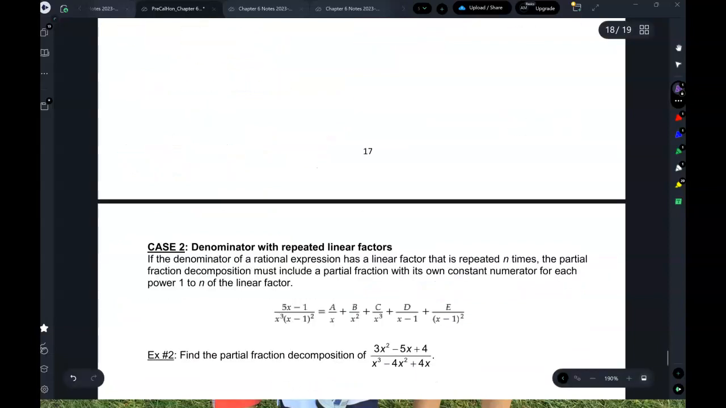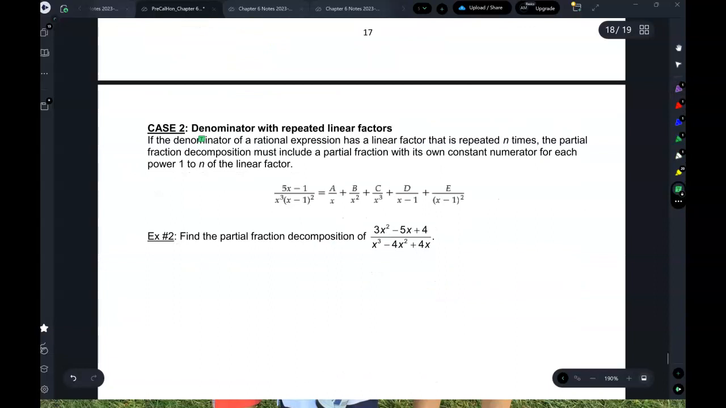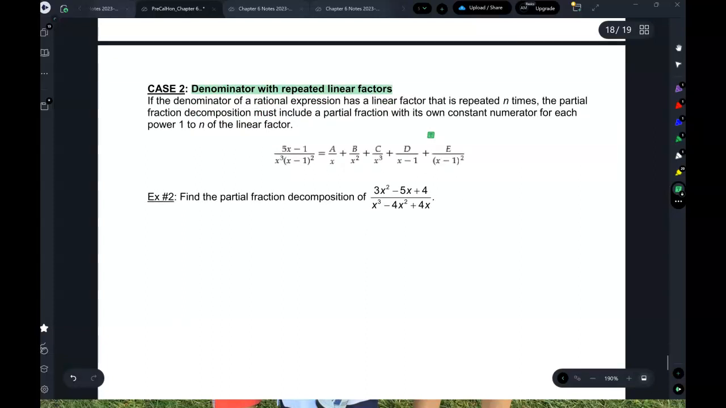Okay, so second case: what if you have a denominator with repeated linear factors? What does that mean? This is exactly what it means. If the denominator has a linear factor that's repeated n times, the partial fraction has to include the following. Take a look at this denominator. You have x three times. This x cubed is like x times x times x in the denominator.